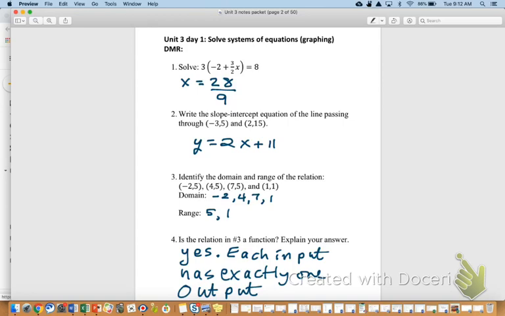How did you get number 2? How did I get number 2? Why don't I see if my pen works now? See what happens here. So, what are the 2 things you got to have to write the equation or the graph of a line? The point on the line. Point on the line and slope.